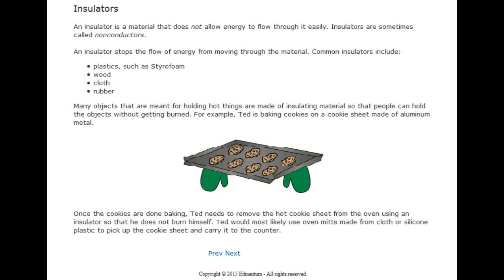Many objects that are meant for holding hot things are made of insulating material so that people can hold the objects without getting burned. For example, Ted is baking cookies on a cookie sheet made of aluminum metal. Once the cookies are done baking, Ted needs to remove the hot cookie sheet from the oven using an insulator so that he does not burn himself. Ted would most likely use oven mitts made from cloth or silicone plastic to pick up the cookie sheet and carry it over to the counter.